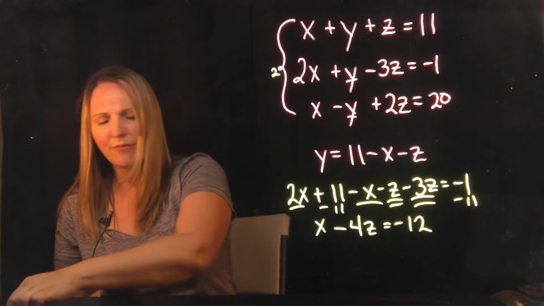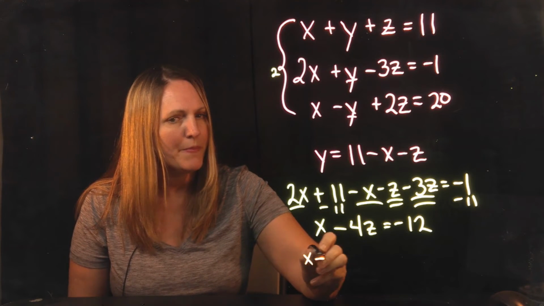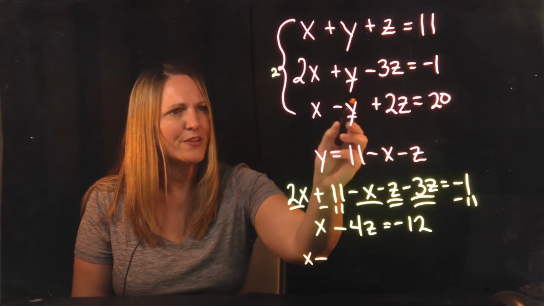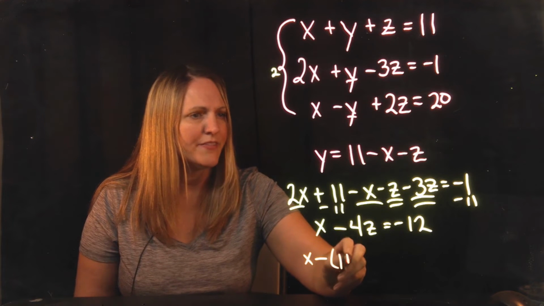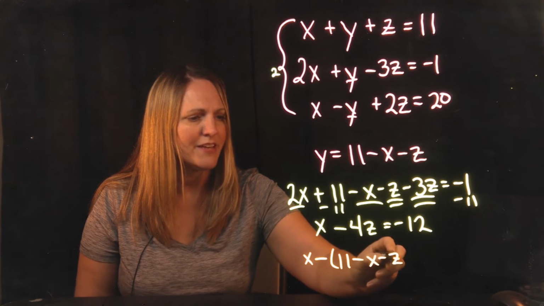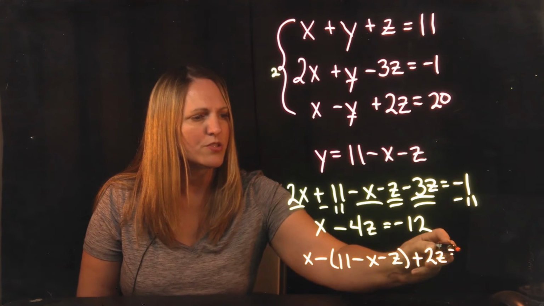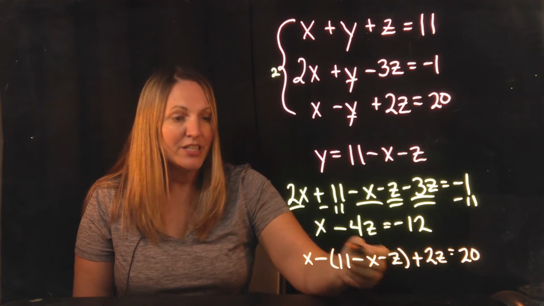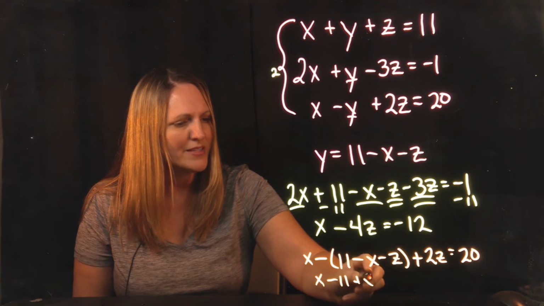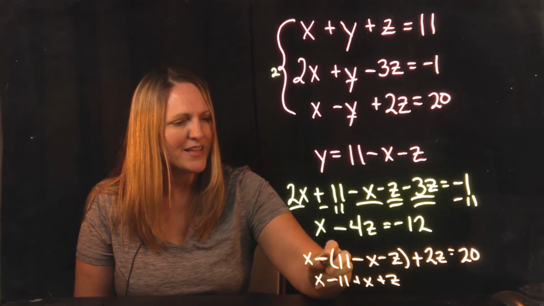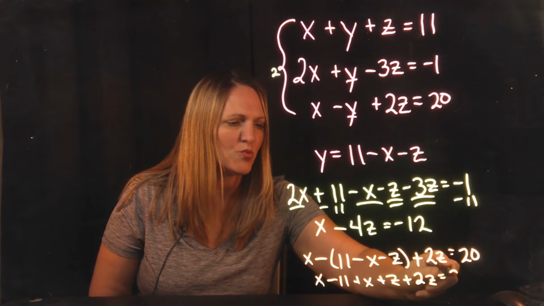Now I'm going to look at equation number 3 and substitute for my y in there. So that will give me x minus, now I have to be careful here because I'm substituting for the y and this minus sign is going to apply to all of it. So I am going to put that in parentheses. 11 minus x minus z. Remember that was what y equals. Plus the 2z equals 20. Now I need to distribute this minus sign to see what I have, and that will give me a -11, a positive x, and a positive z, because this negative sign just changes all the signs that follow. I still have my plus 2z and my 20.